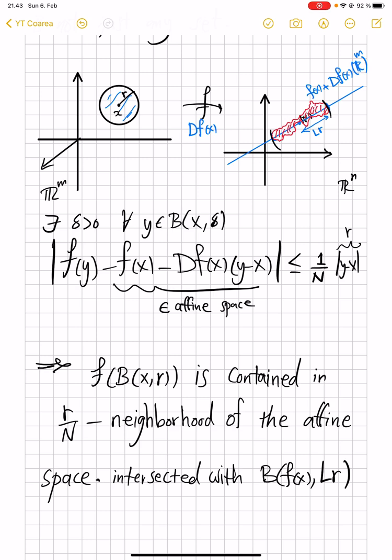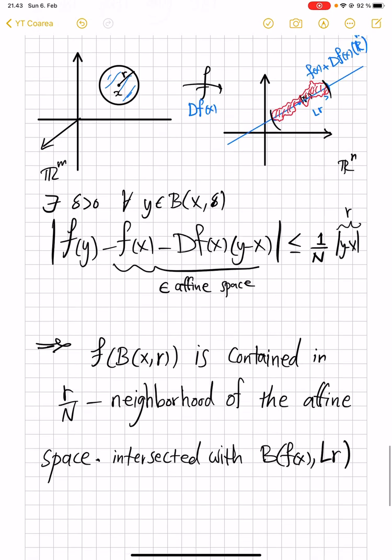So the red part isn't somewhere here or here. Those are also very close to the affine space. So the whole idea is that the function is just very well approximated by the derivative map. And we know the derivative map is contained in this subspace, and this radius of that from here to here. And for every y this is true, so that means it's contained in this neighborhood of that. Now, if we want to cover this red by sets of diameter r over n, we can do better subdivisions.